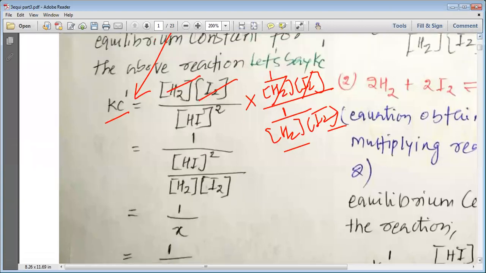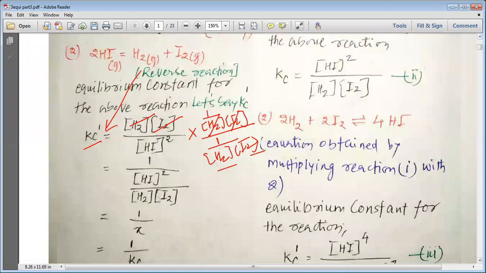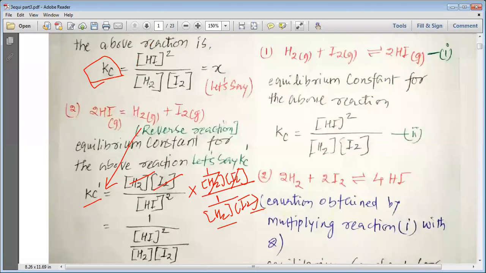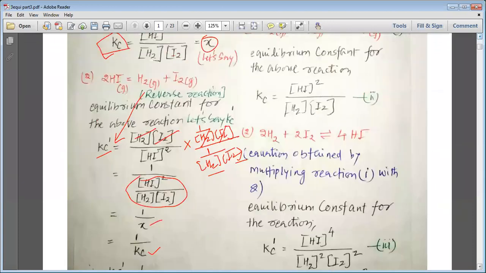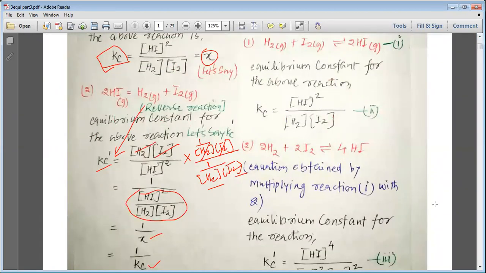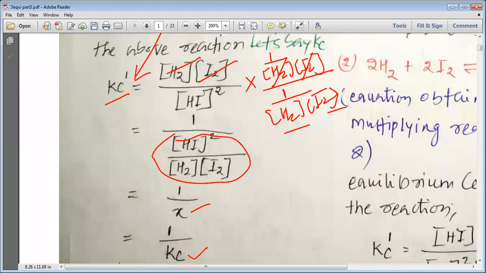But we are already aware that the value of Kc is equal to HI square divided by H2 divided by I2, and that is what we can write as X here. So instead of this we can write X. So it is 1 upon X. But what is our X? X is equal to Kc. That you can easily see from this equation, that the value of X is equal to Kc. So for X we can write Kc, and that is how we can prove that Kc dash is equal to 1 upon Kc.